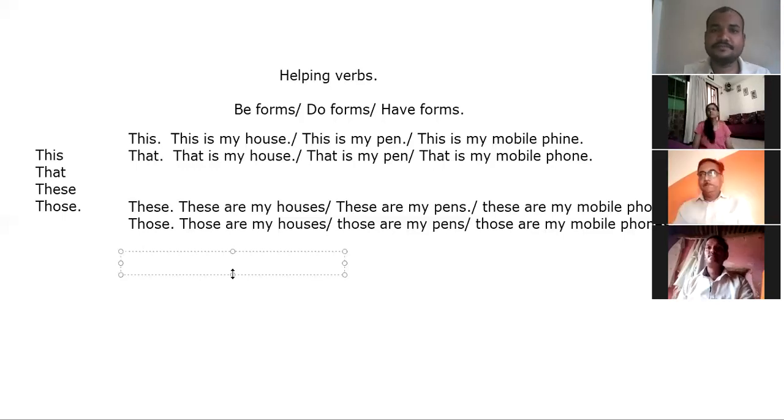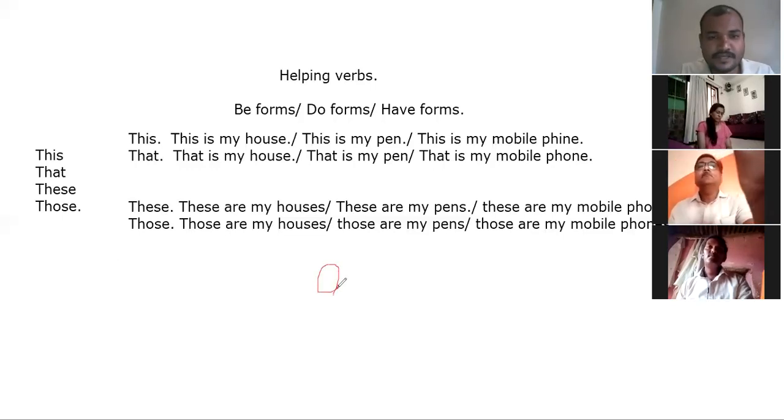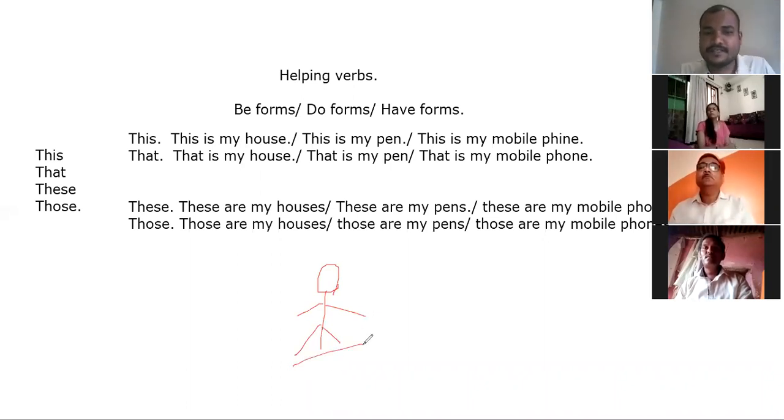Understood the difference? So there are two singulars and two plurals. This, that, singular. These, those, plural. Let me draw you a little picture so you can easily understand. Just assume that this is a person. He is referring to a house.